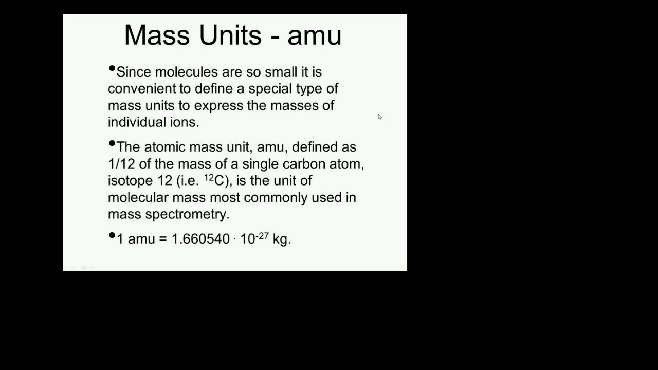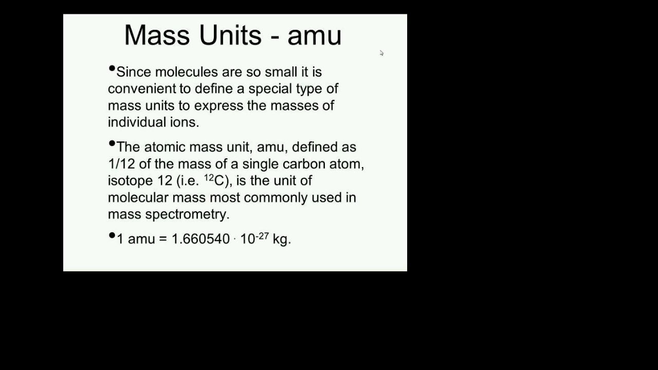The units for mass that we're going to use are the AMU, and I don't know how many of you are familiar with this, but this is basically how we're going to be referring to the mass of ions. The idea with the mass unit AMU is that since molecules are so small, it's convenient to define a special type of mass unit to express the mass of individual ions. An atomic mass unit is defined as 1/12 of the mass of a single carbon atom, the 12th isotope of carbon.